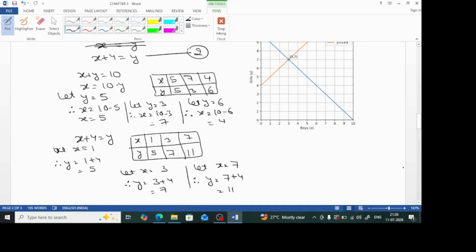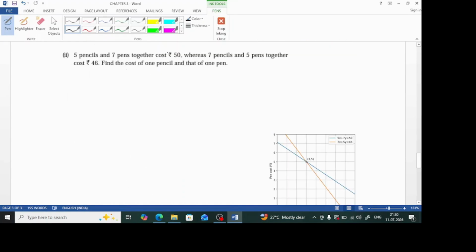Now let us move to the question number 2. 5 pencils and 7 pens together cost rupees 50, whereas 7 pencils and 5 pens together cost rupees 46. Find the cost of one pencil and that of one pen.